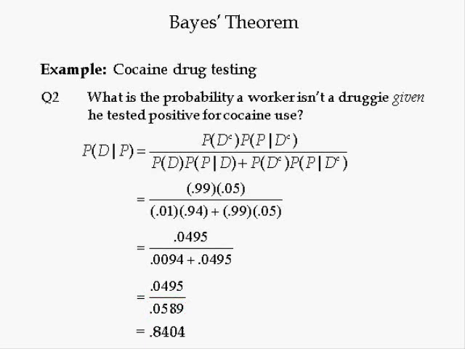The probability a worker is not a druggie, given he tested positive for cocaine use, is 0.8404. This is pretty high. And that means of all the workers that test positive for drug use, 84% aren't druggies.